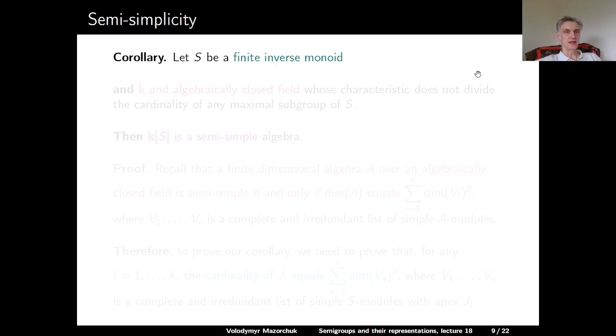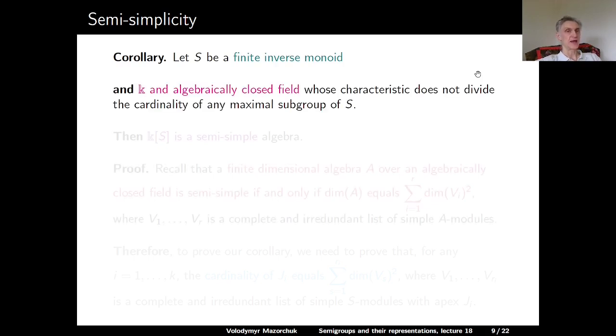Finally, we can also describe in which case the semigroup algebra of an inverse semigroup is semi-simple. So, corollary: let S be a finite inverse monoid and K an algebraically closed field whose characteristic does not divide the cardinality of any maximal subgroup of S. Then the semigroup algebra of S over K is semi-simple.